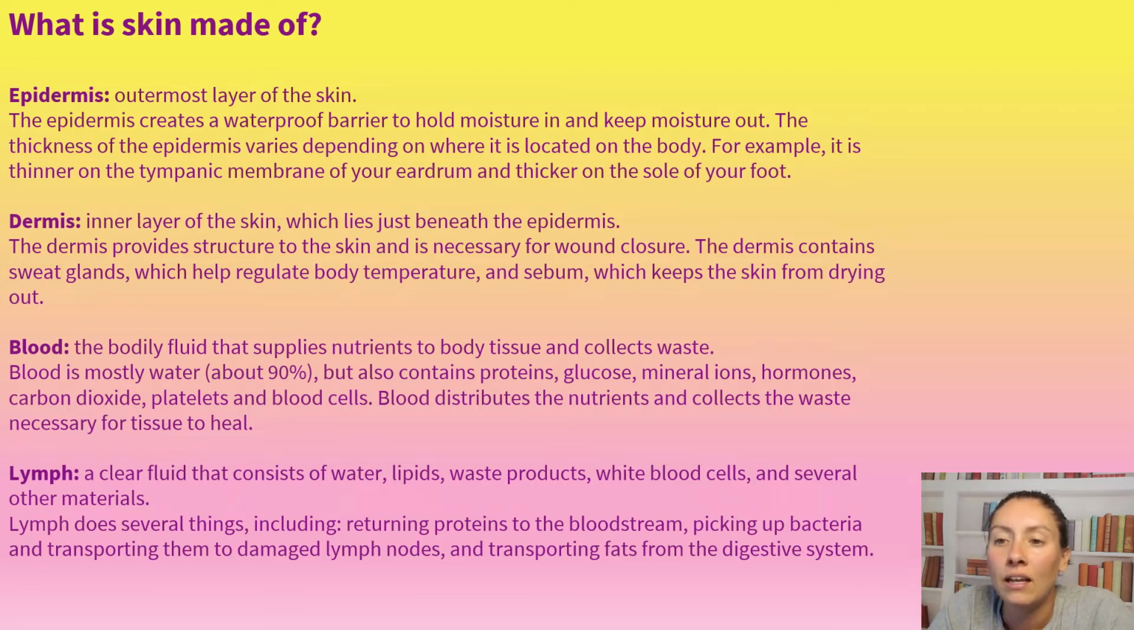Okay, then we have our lymph. This is a clear fluid which consists of water, lipids, waste products, white blood cells, and other minerals. The lymph does several things, which include returning proteins to the bloodstream, picking up bacteria and transporting them to the lymph nodes, and transporting fats from the digestive system.